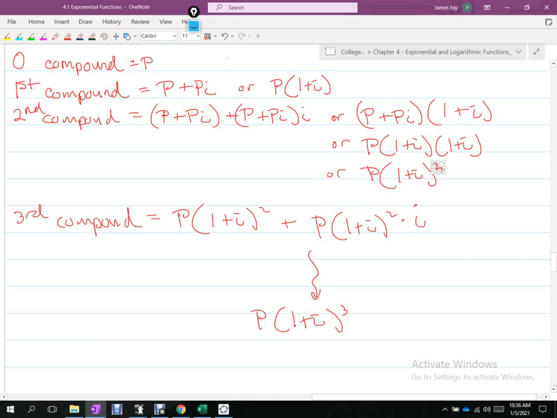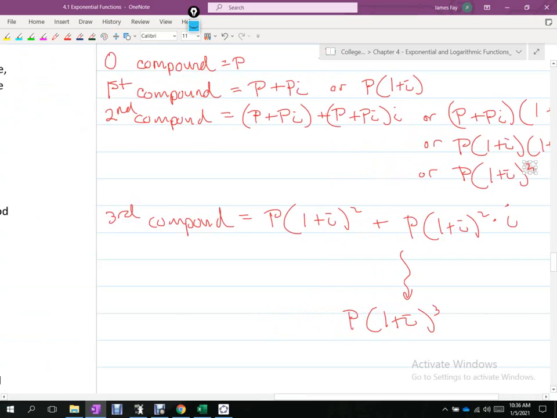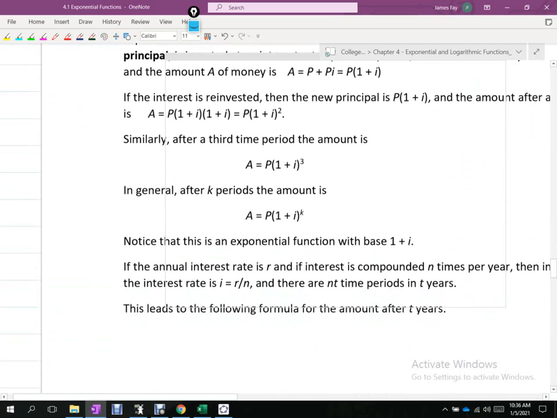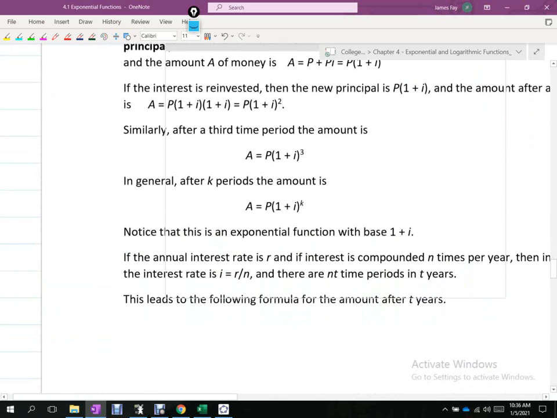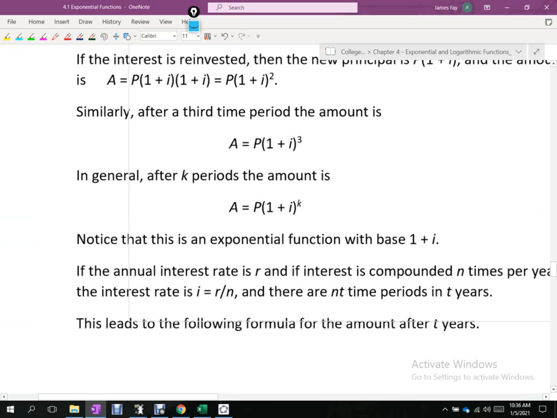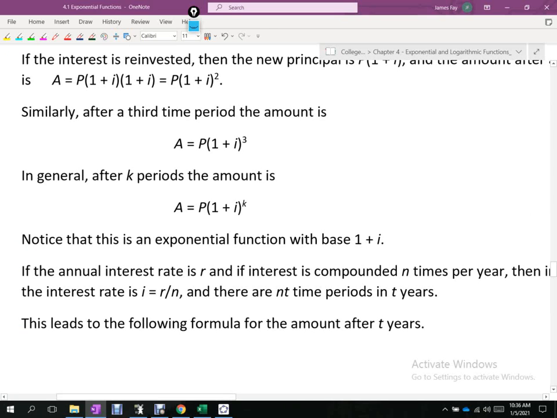If I do it K times, this is usually what we say, it's going to turn into this formula right here. P, your principal, times 1 plus I to the K. Now, this formula is going to change a little bit. K is the number of times that you're going to compound for the duration of the time that your money is in the account.